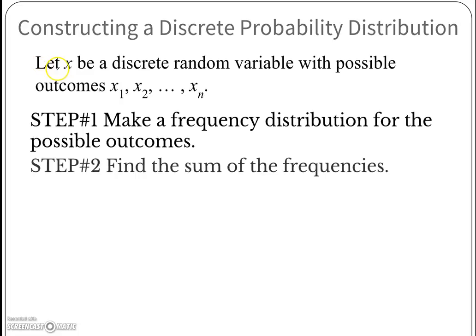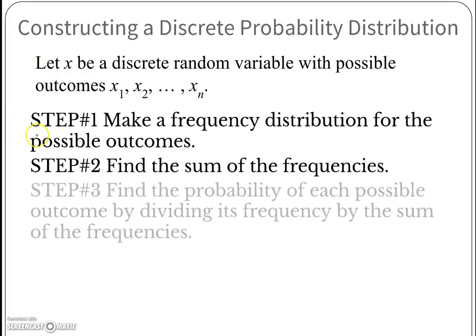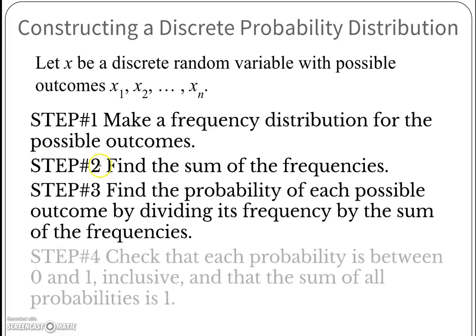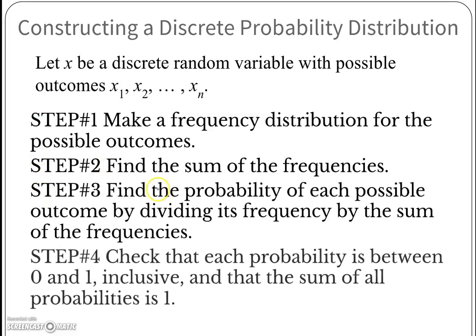So when we're making a probability distribution, we're going to make a frequency distribution for the possible outcomes. That's what we've done before, frequency distributions. We're going to find the sum of the frequencies. We're going to find the probability of each of those outcomes by dividing each frequency by the sum of the frequencies. And we're going to check that each probability is between 0 and 1, and that the sum of all probabilities equals 1.